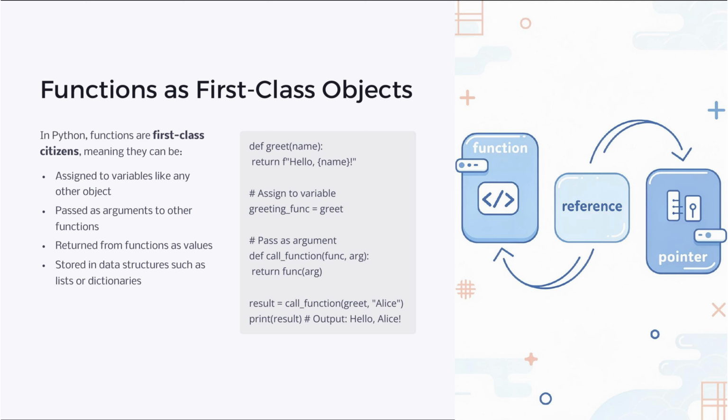In Python, functions are first-class citizens. They can be assigned to variables, passed as arguments, returned from other functions, and stored in data structures. For example, assigning a function to a variable allows it to be called later, while passing it as an argument enables dynamic execution. This flexibility is foundational for advanced concepts like decorators.